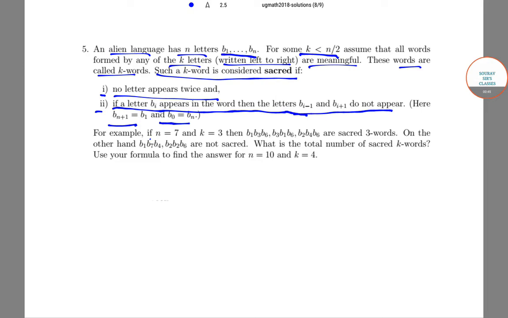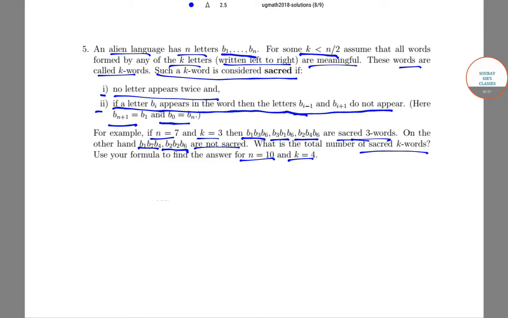For example, if n is equal to 7 and k is equal to 3, then b1, b3, b6, b3, b1, b6 and b2, b4, b6 are sacred 3 words. On the other hand, b1, b7, b4, b2, b2, b6 are not sacred. Then what is the total number of sacred k words? Use your formula to find the answer for n is equal to 10 and k is equal to 4.